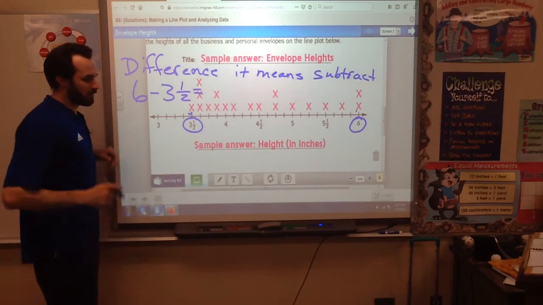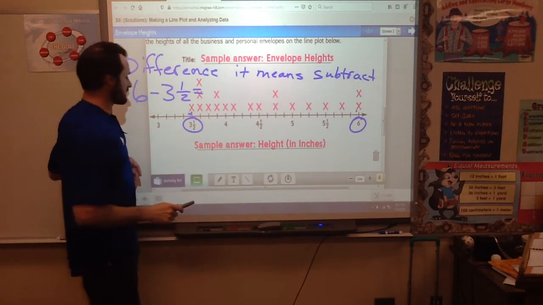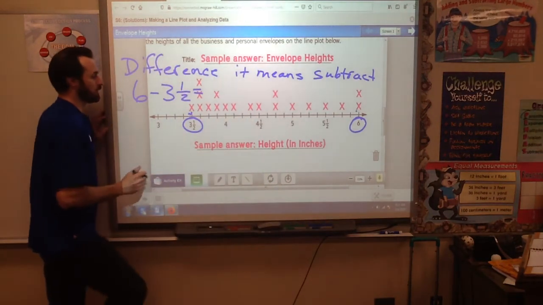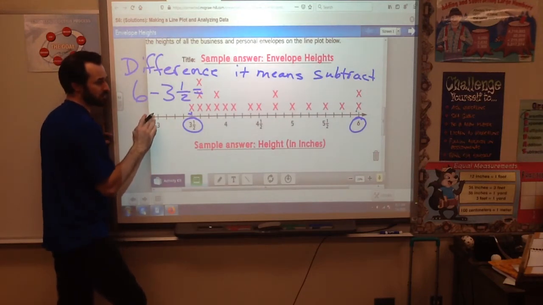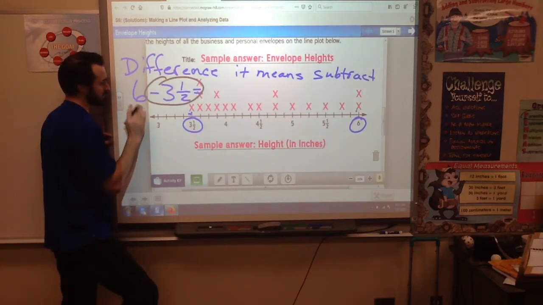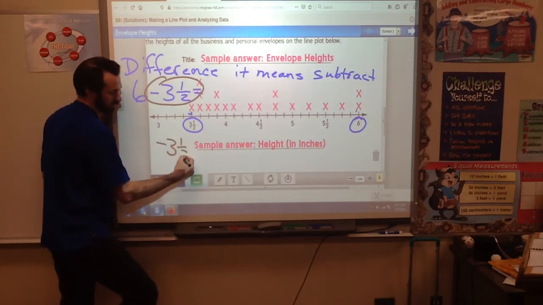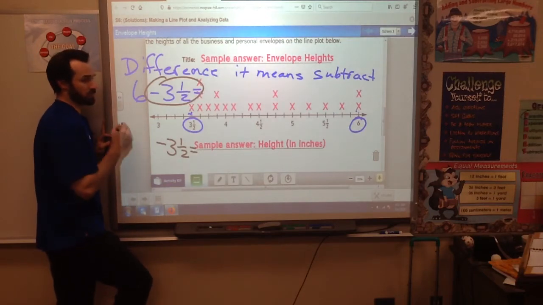Now, if we're doing this fractionally, we're going to need to do some regrouping, and this is something that I've taught you before. When you're going to subtract with a fraction and you have a whole number and you need to do some regrouping, we just leave this second part the same. It's just the 6 we need to work with. So we're going to rewrite minus 3.5 equals. And then what we need to do is regroup from the 6.